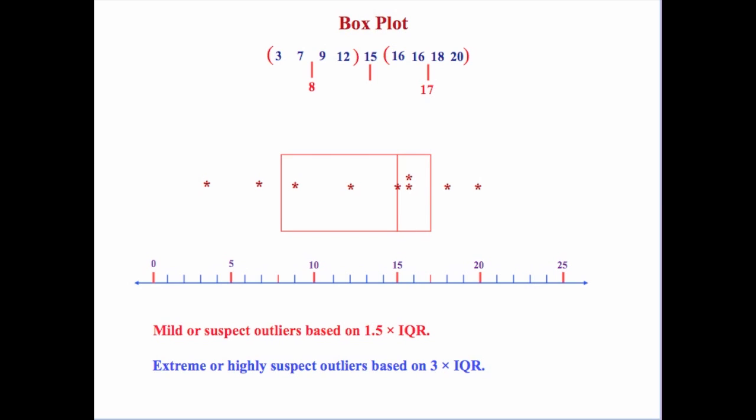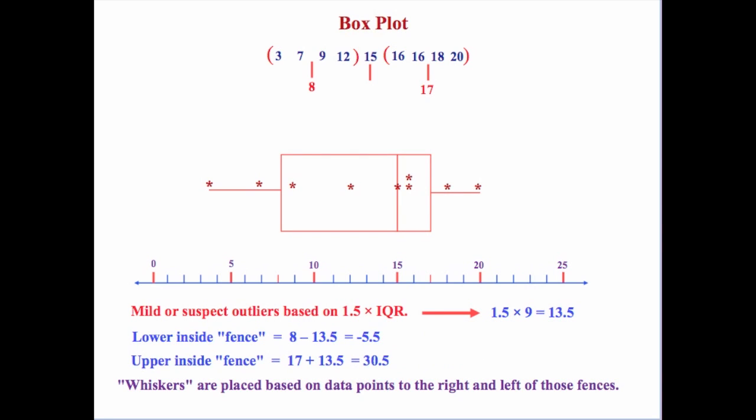Now, we have what we call mild or suspect outliers, and that's based on 1.5 times your interquartile range. And then we also have what are referred to as extreme or highly suspect outliers, and those values are based on 3 times the interquartile range. So let's take this data set and determine our outliers. First, for our mild outliers, we're going to take 1.5 times our interquartile range, which in this case was 9, the 17 minus 8. So if we multiply 1.5 times 9, we get 13.5.